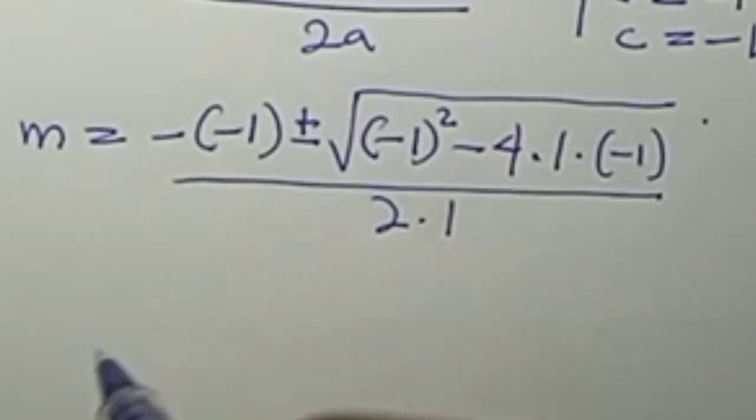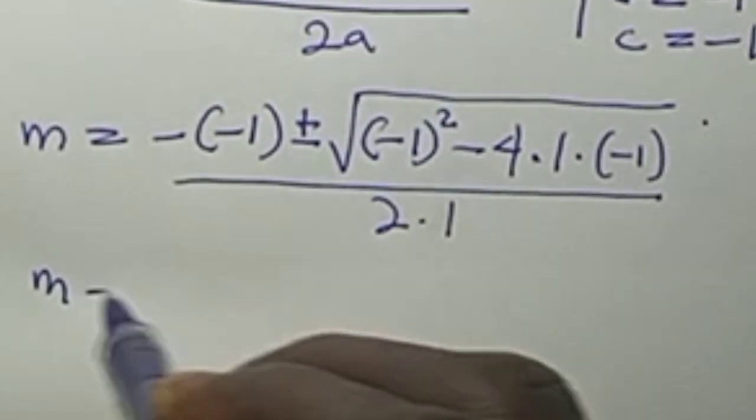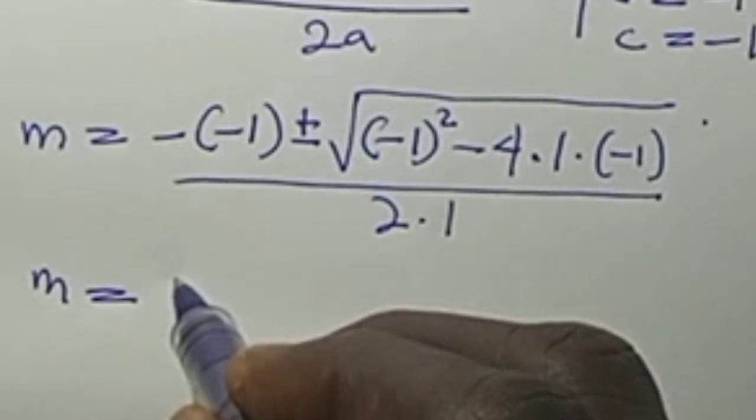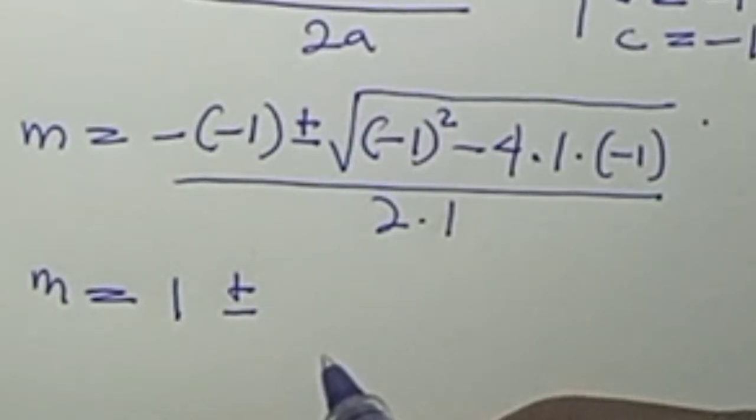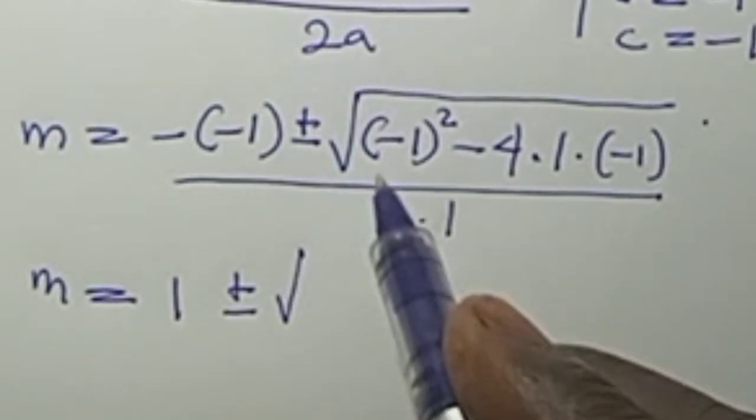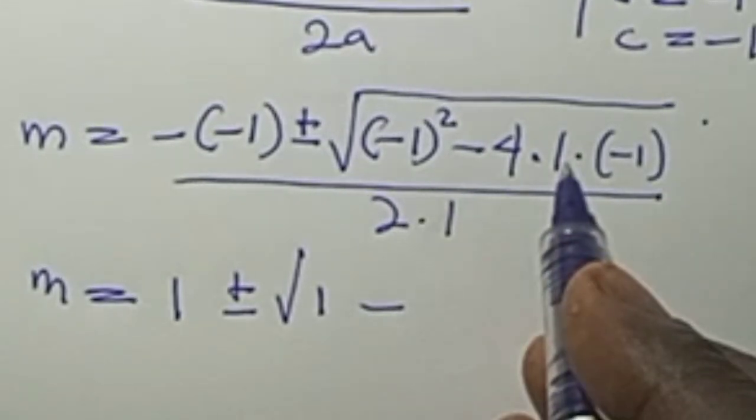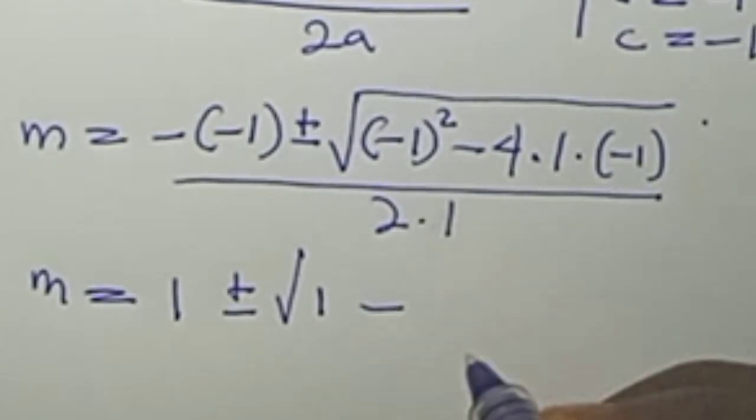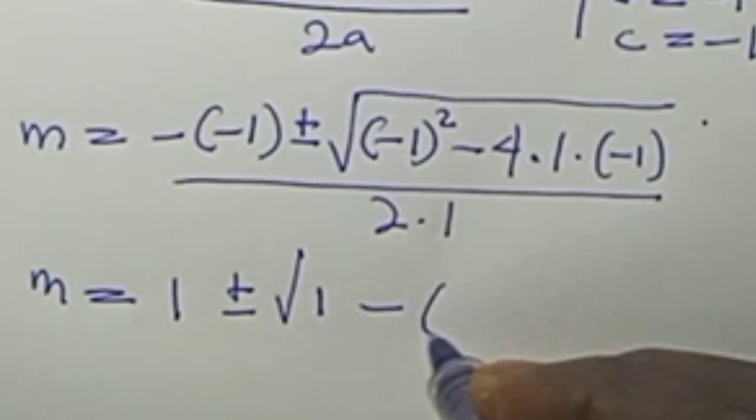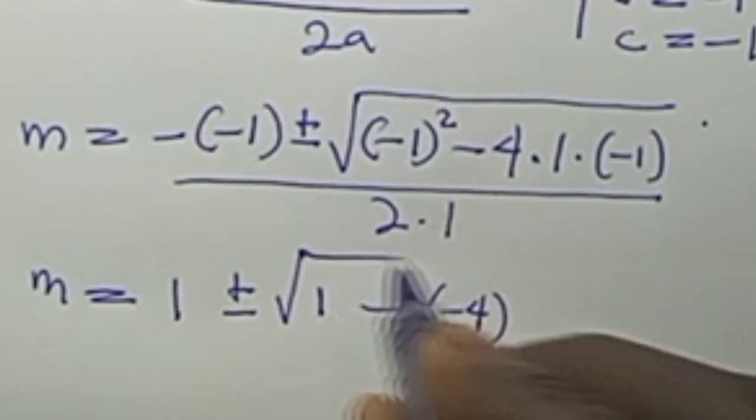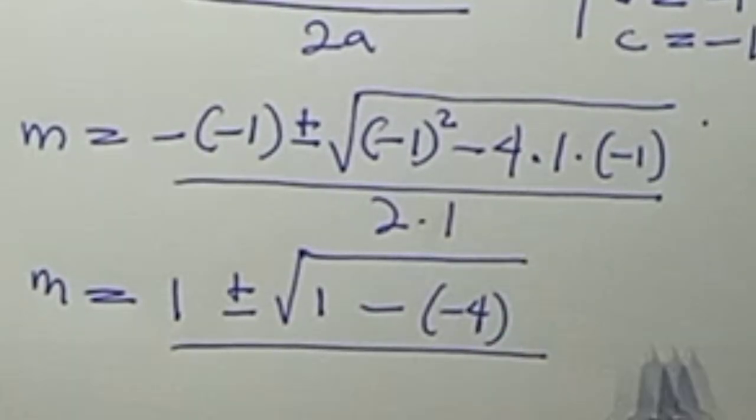So if we simplify further, m therefore becomes minus times minus, that's 1, plus or minus square root of minus 1 squared is 1, minus 4 times 1 times minus 1, that's minus 4, all over 2.